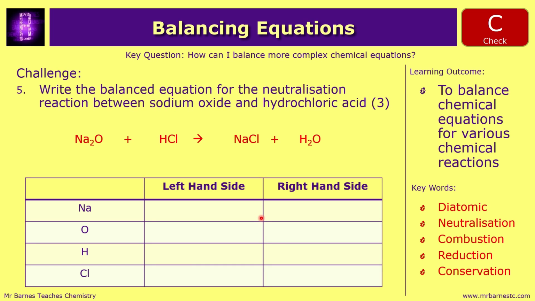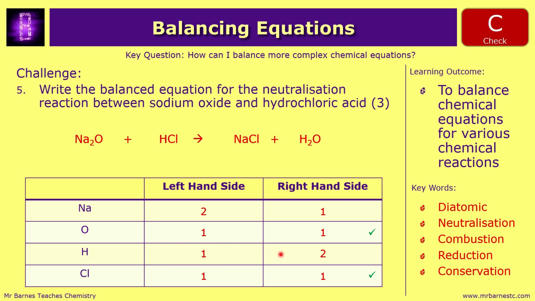All that's left is to do my balancing. So I've got 2 sodiums, 1 oxygen, 1 hydrogen, and 1 chlorine on the left, 1 sodium, 1 oxygen, 2 hydrogens, and 1 chlorine on the right. So at the moment my oxygen and chlorine are balanced, but my hydrogen and sodium aren't.